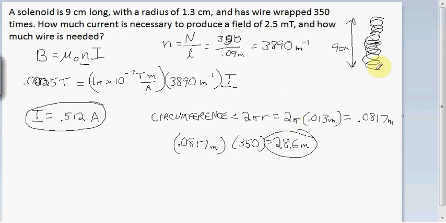Actually, a little bit more, because besides going around and around, we're also going up. But really, it's just a little bit more than that, is all.